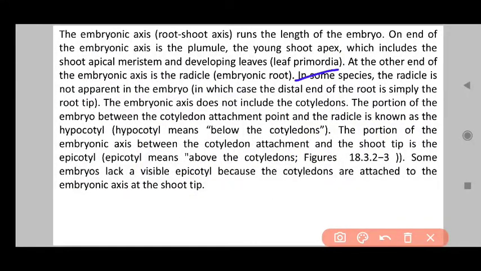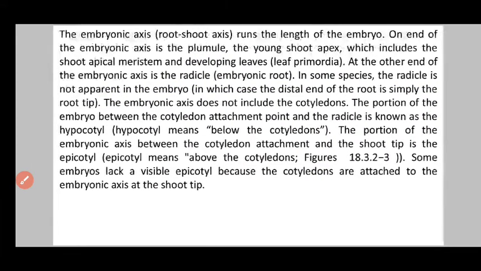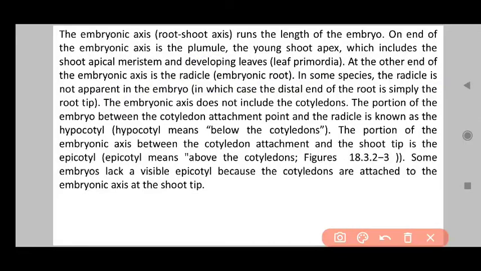The leaf primordia are the premature stage of your leaf. At the other end, the embryonic axis has the embryonic root, otherwise known as the radicle. At the distal end, the root is simply the root tip. The embryonic axis does not include your cotyledon.